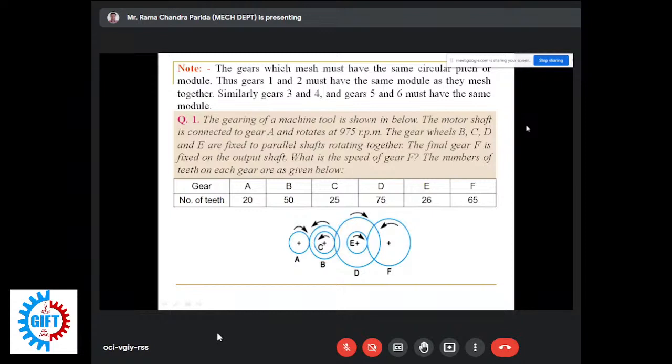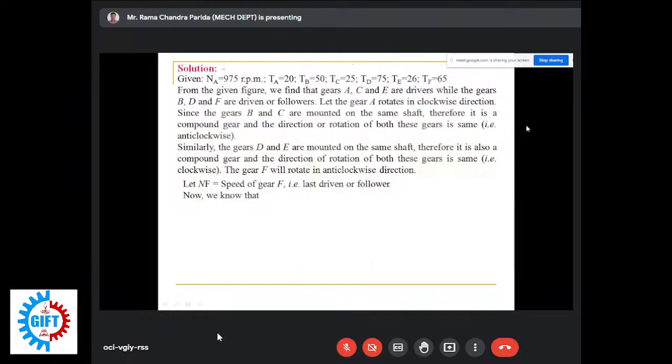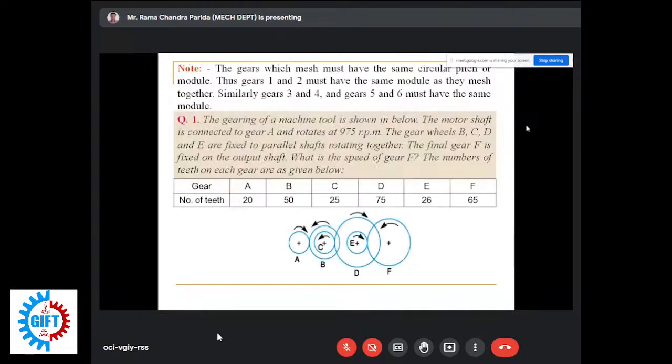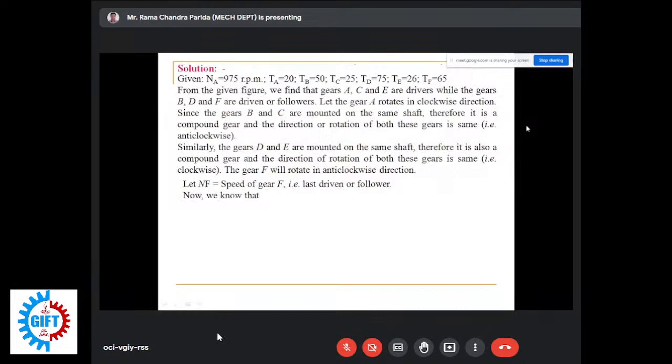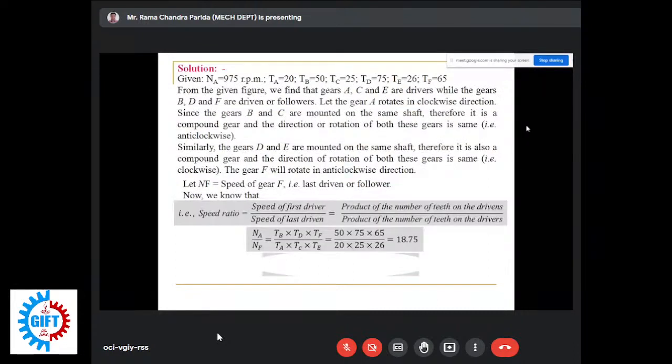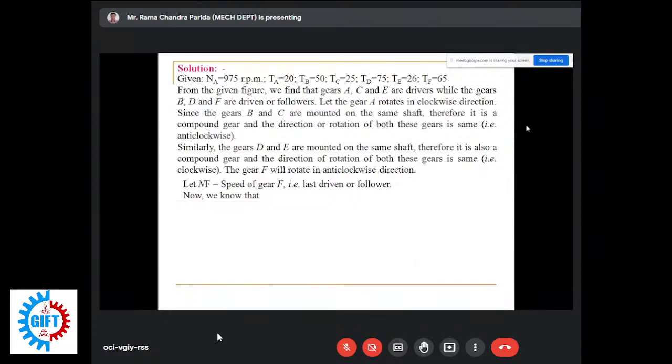12. 600 rpm. Yes, sir. 600 into 12 into 50, that will give you 600.